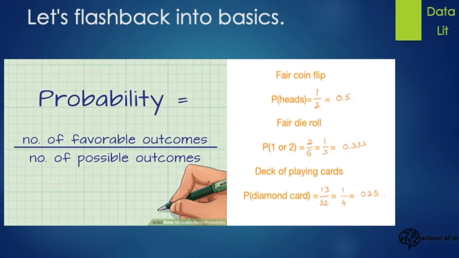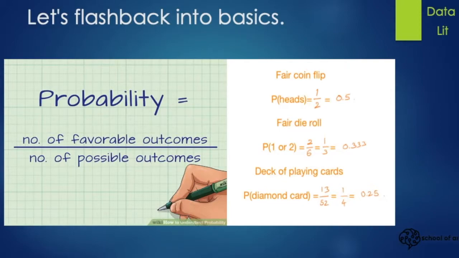Probability is the measure of the likelihood that an event will occur. Probability is quantified as a number between 0 and 1. If we get 0, that indicates impossibility, and 1 indicates certainty. Let's see a few examples. I'm flipping a coin. I may either get heads or tails. So the probability for me to get a head is 1 by 2, that's 0.5.